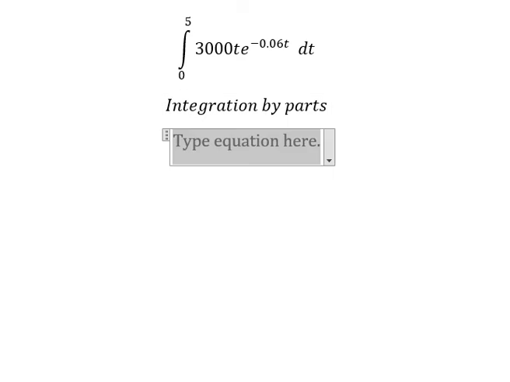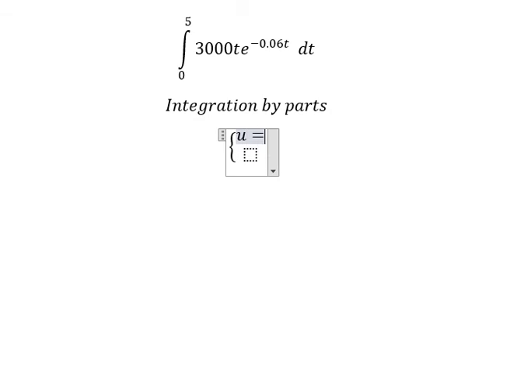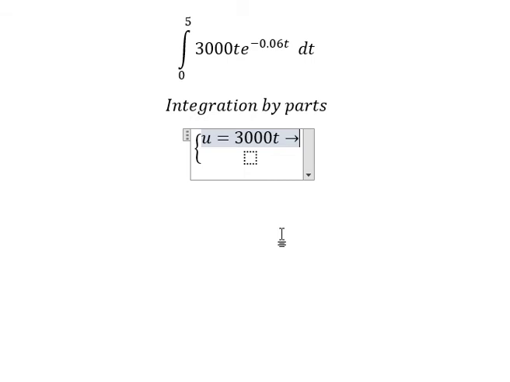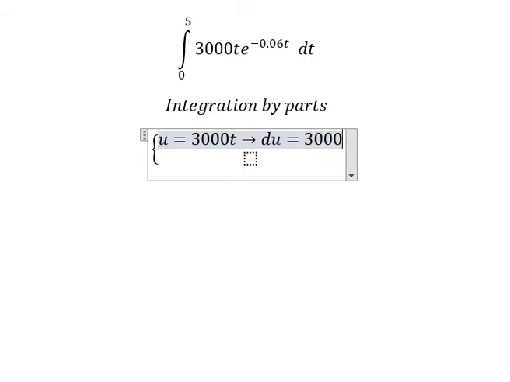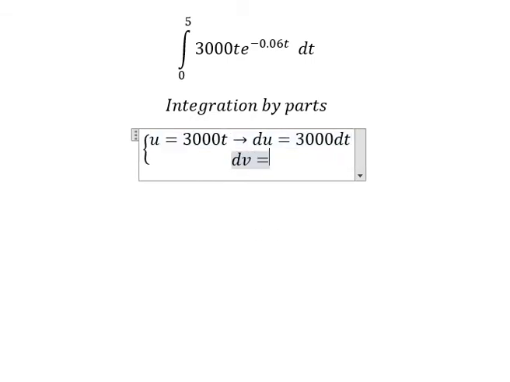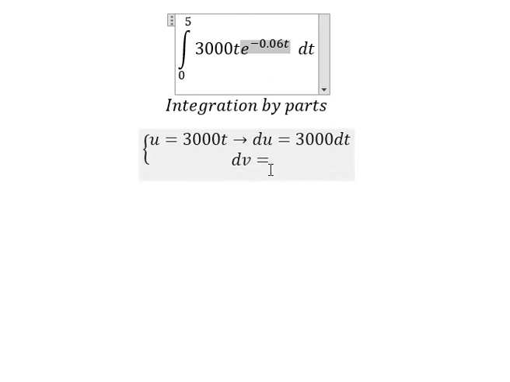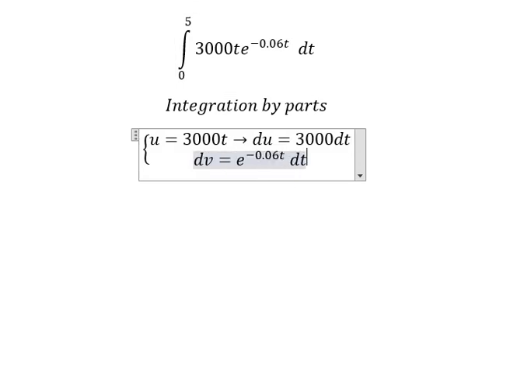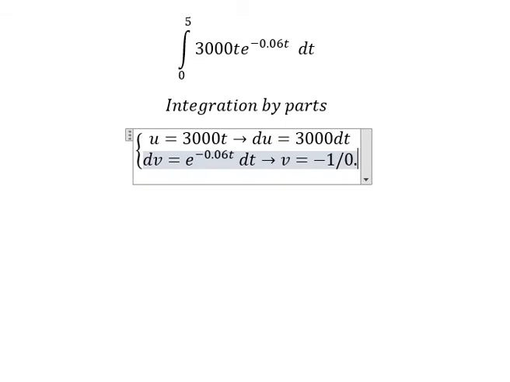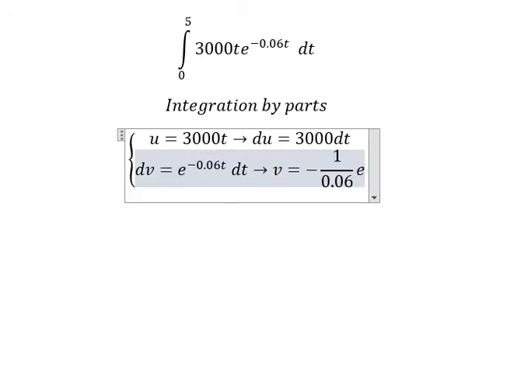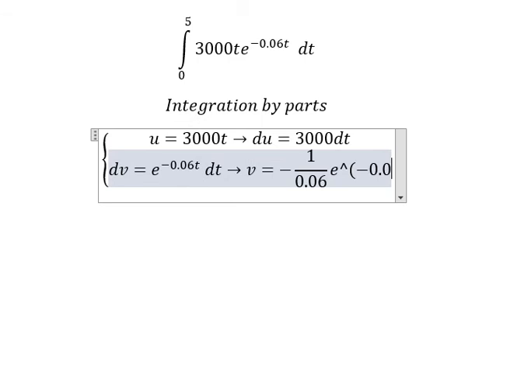So I need to put u equal to 3000t. Later, we first take the derivative of both sides, and we have 3000 dt. dv is this one. The integration of this one, we have v equals negative 1 over 0.06 e to the power of negative 0.06t.